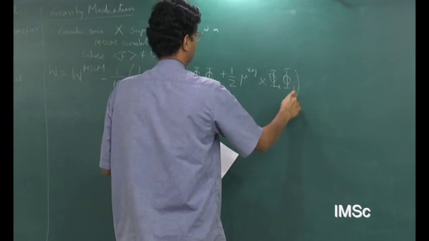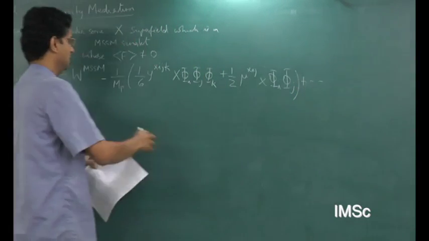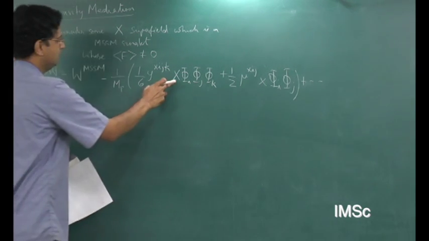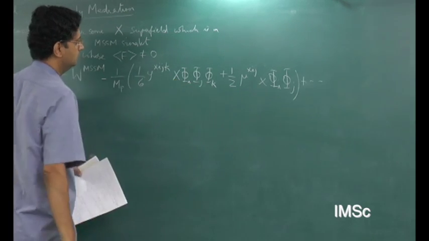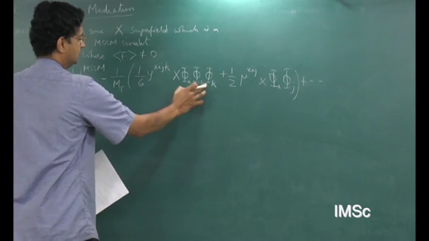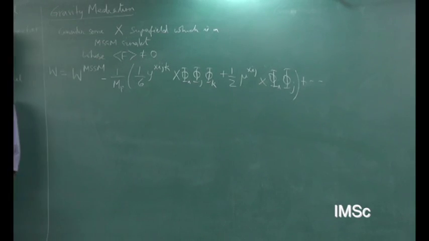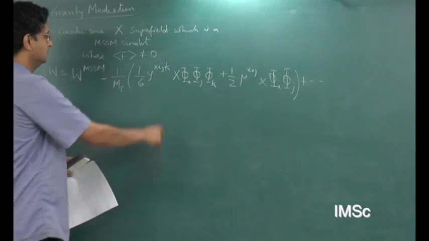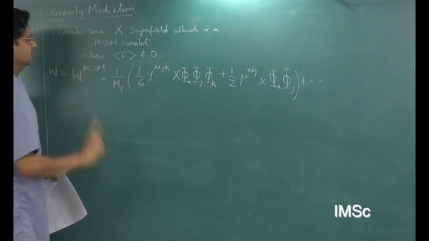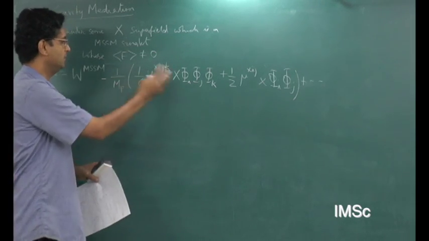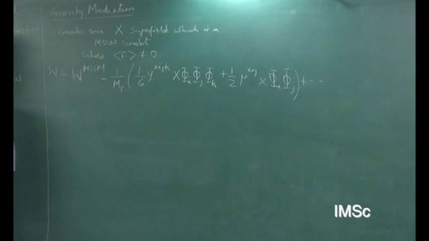So you can write terms suppressed by higher powers of 1 over M Planck, but we will not write it. It will be sufficient to just stop there. And so this is just a coupling of X to the MSSM fields. These symbolically will denote the MSSM matter fields, chiral multiplets, and then X is this new superfield whose F term gets a VEV, breaking supersymmetry. And then it is coupled through these higher dimensional operators.